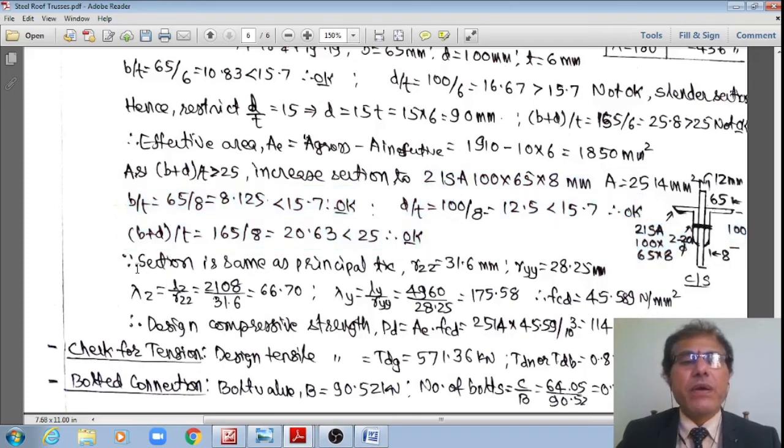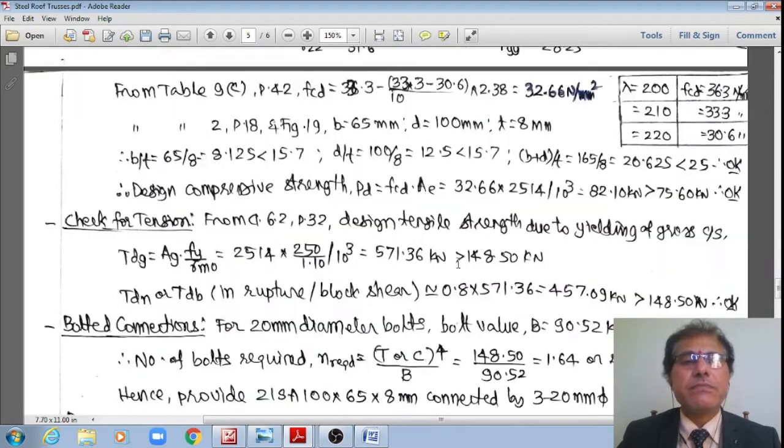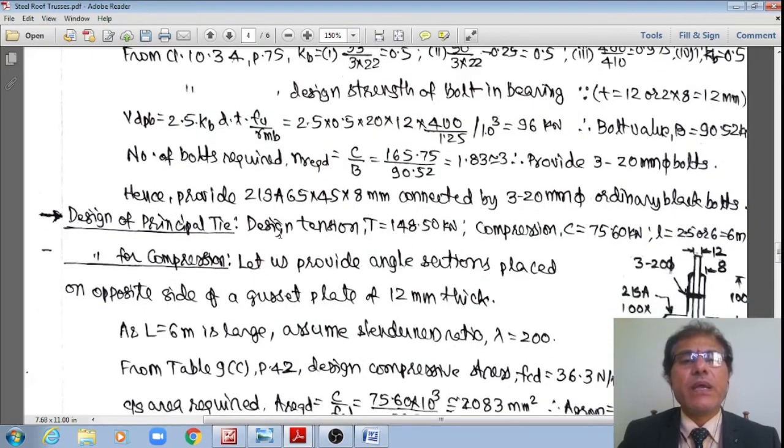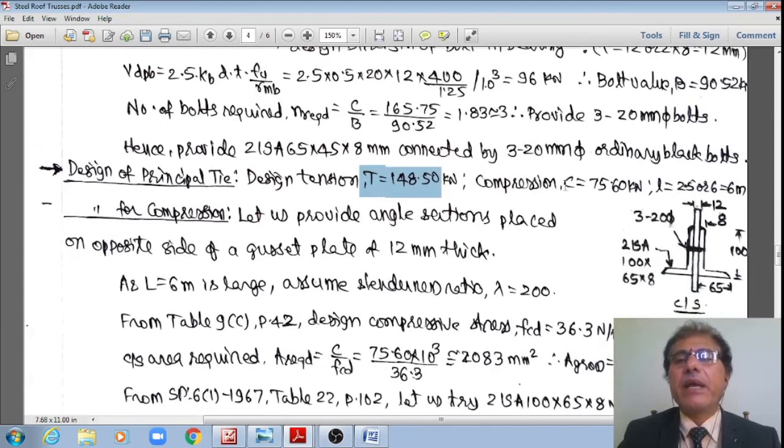Now, I already designed this as a principal tie. Let me go to that principal tie, where I already designed it. Let me show that. I am going back to the principal tie. This is where that principal tie was subjected to a compression force of 148.5, a tension force of 148.5, and a compression force of 75.6. However, here I am targeting roughly 65 kilonewton. Here and there it is the same.